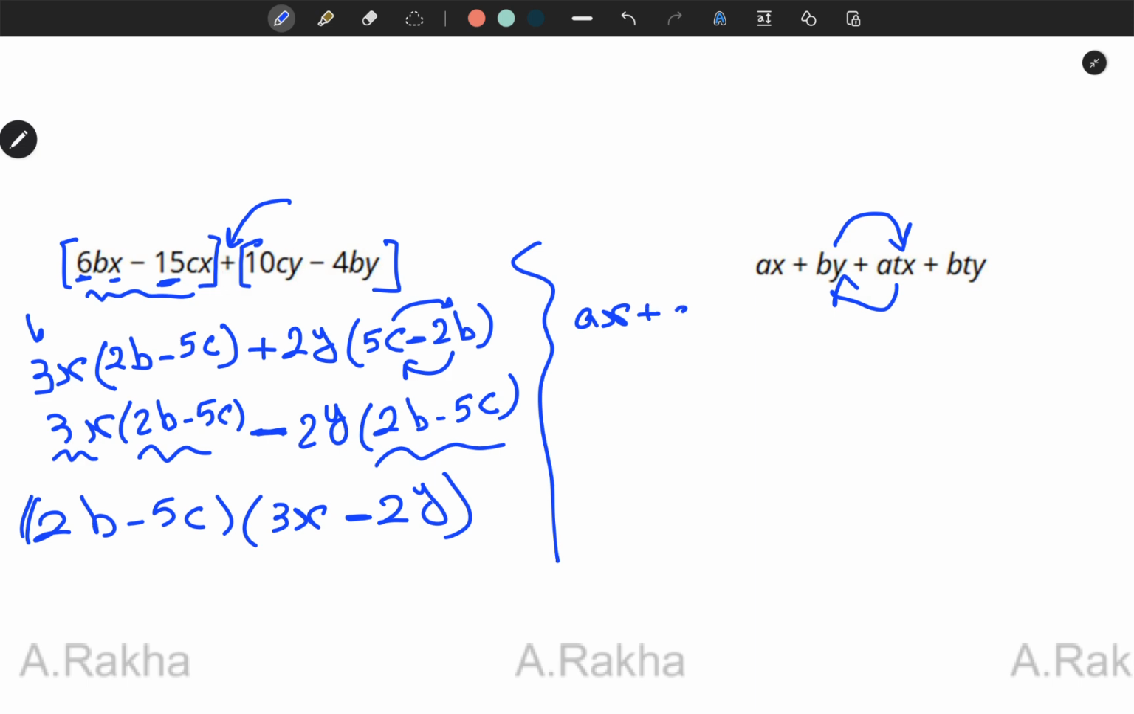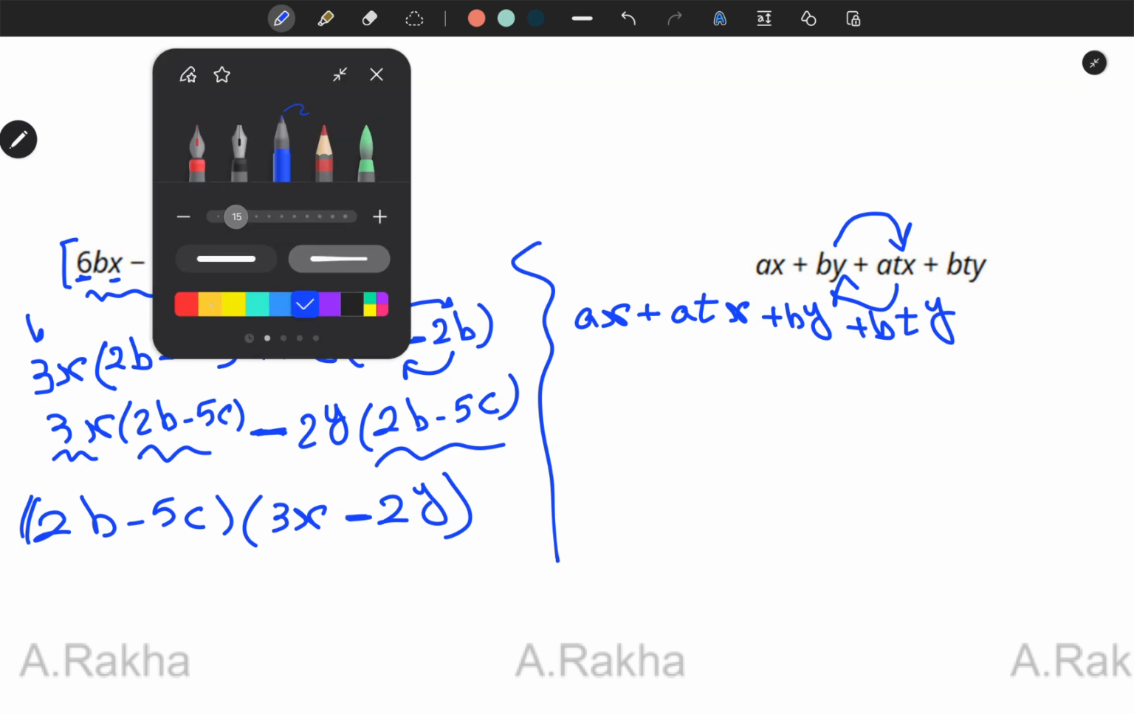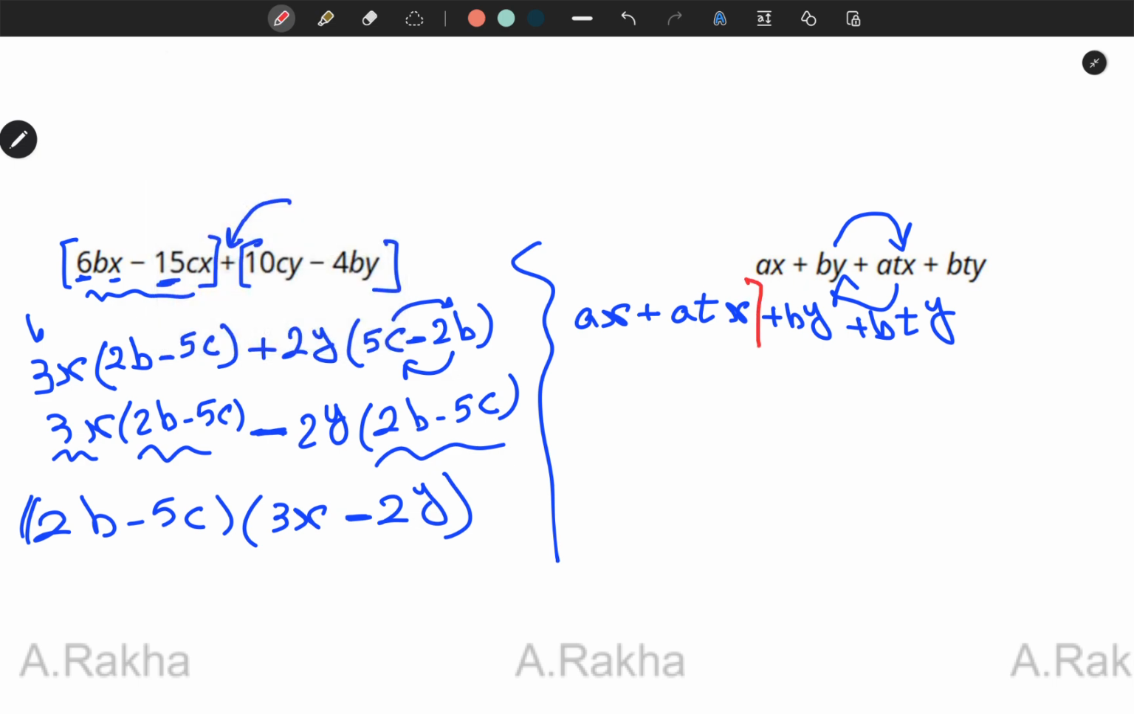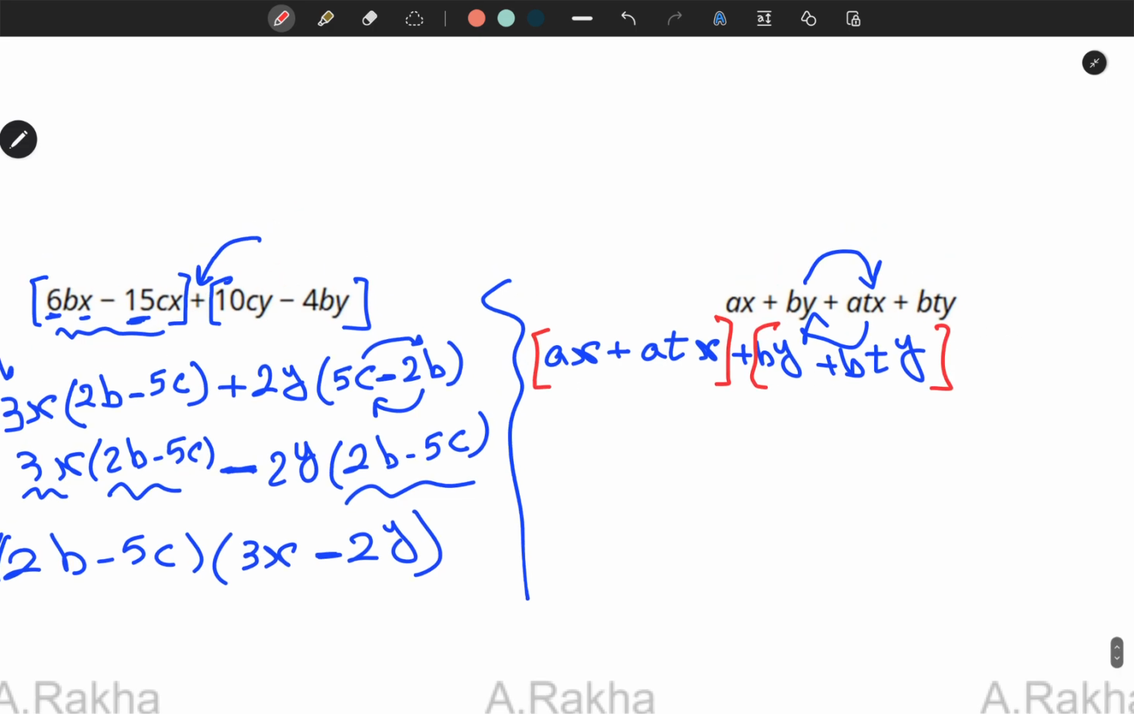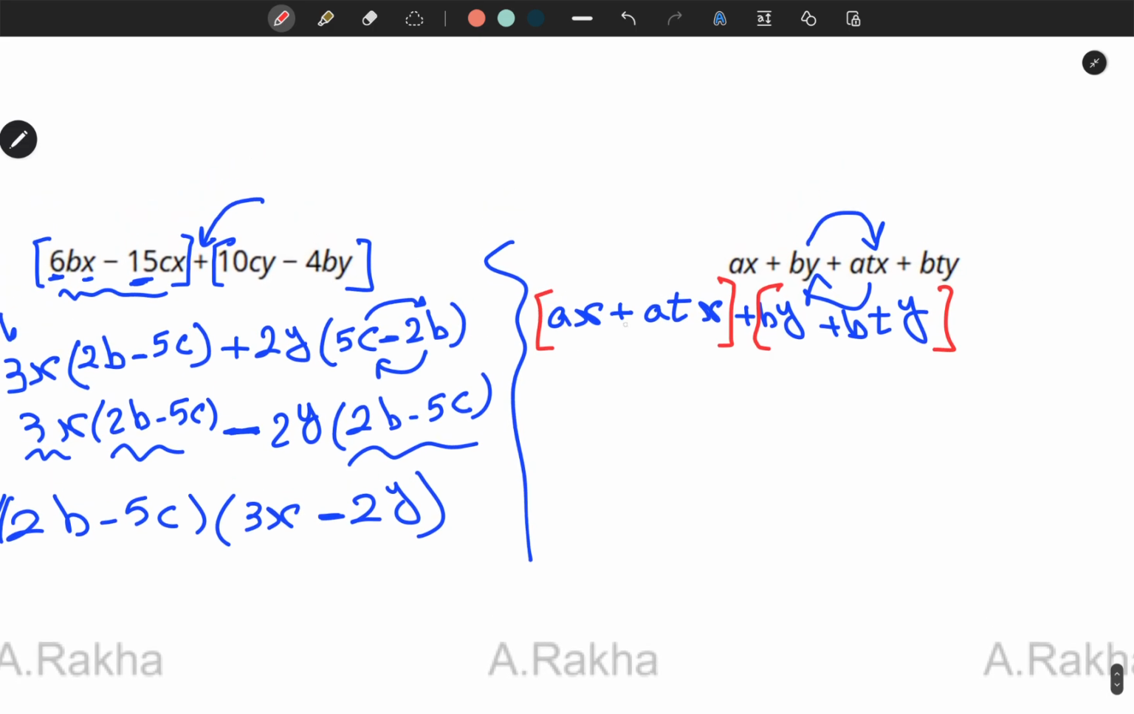So ax plus atx plus by plus bty. Now we can simply take this here and this there. We can make these groups, and now let's take the common factor.